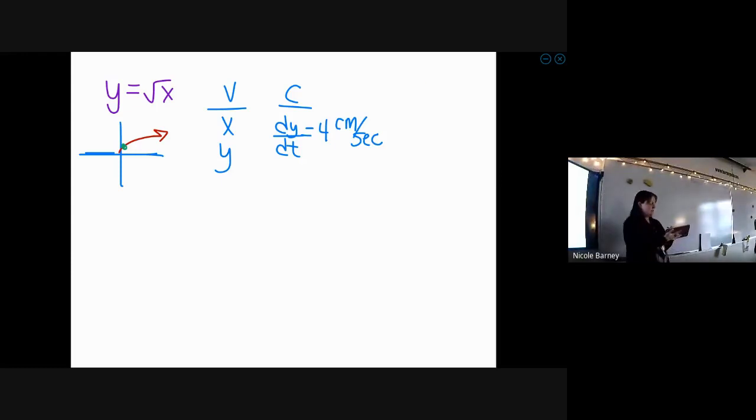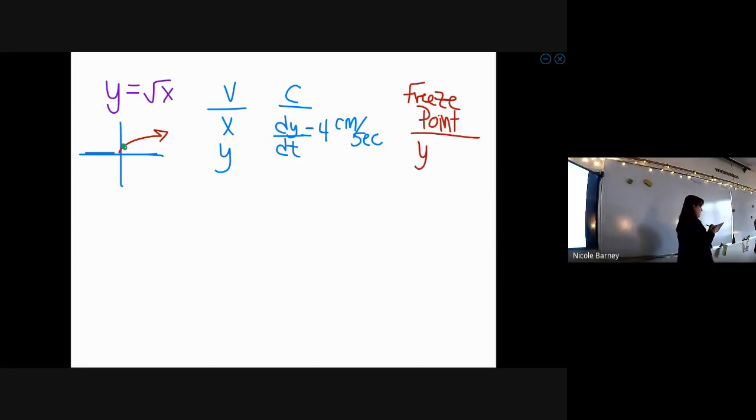Let's talk about our freeze point. When do we freeze this? y equals 2, we freeze it. So you have to go back to the first equation and plug 2 in. Let's find out what x equals at that point too. If y equals 2, what does x equal? 4. So at our freeze moment, y equals 2 and x equals 4. A lot of times, especially with a triangle problem, you have to go back and figure out the other sides, because they're only going to give you one or two of them.